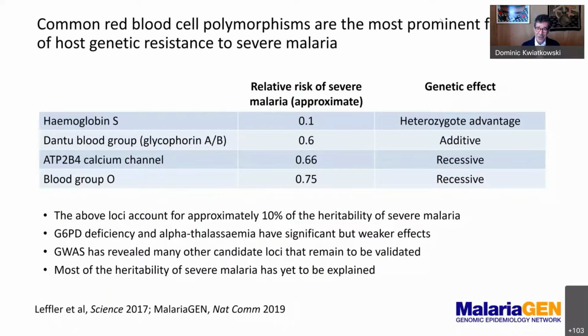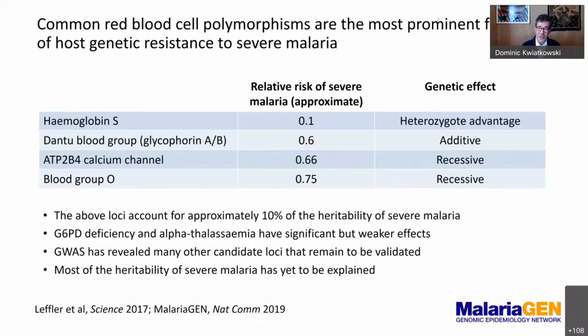A major discovery that came out about 3 or 4 years ago was another blood group variant called DAN2, which is a structural variant of the glycophorin genes that affects a receptor for the parasite that gets into the red blood cell, and that gives a relative risk of 0.6 for severe malaria. Another discovery that came out of early GWAS studies was a variant of the calcium channel, the ATP2B4 calcium channel on the red cell. And it turns out that blood group O, an extremely common variant globally, also gives some protection against severe malaria. And these are the top signals we've seen so far.